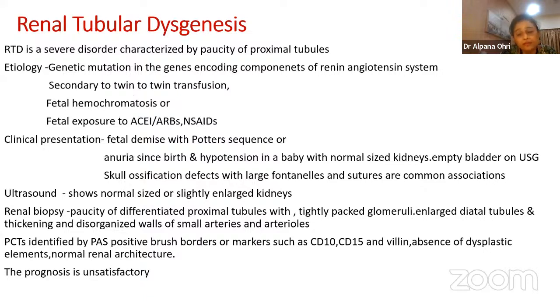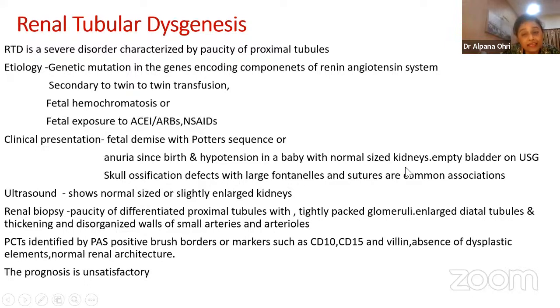Going on briefly to another form of hypodysplasia, which can be renal tubular dysgenesis. This is a severe disorder characterized by paucity of the proximal tubules due to genetic mutations in the genes coding for renin-angiotensin system or secondary to twin transfusion. Clinical picture is very, very typical. It's either fetal demise with Potter sequence, but what is a very typical picture is that the baby is born with anuria since birth and hypotension.